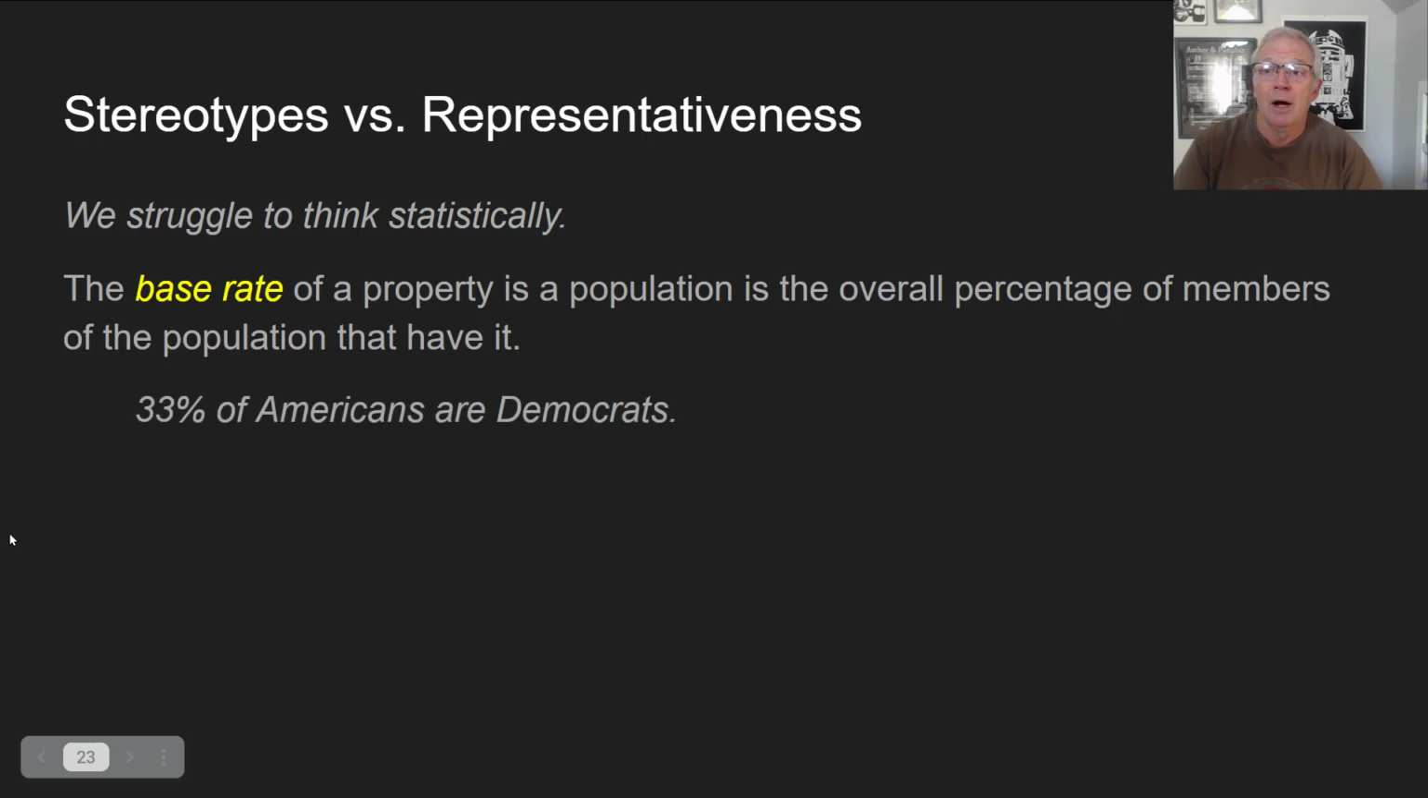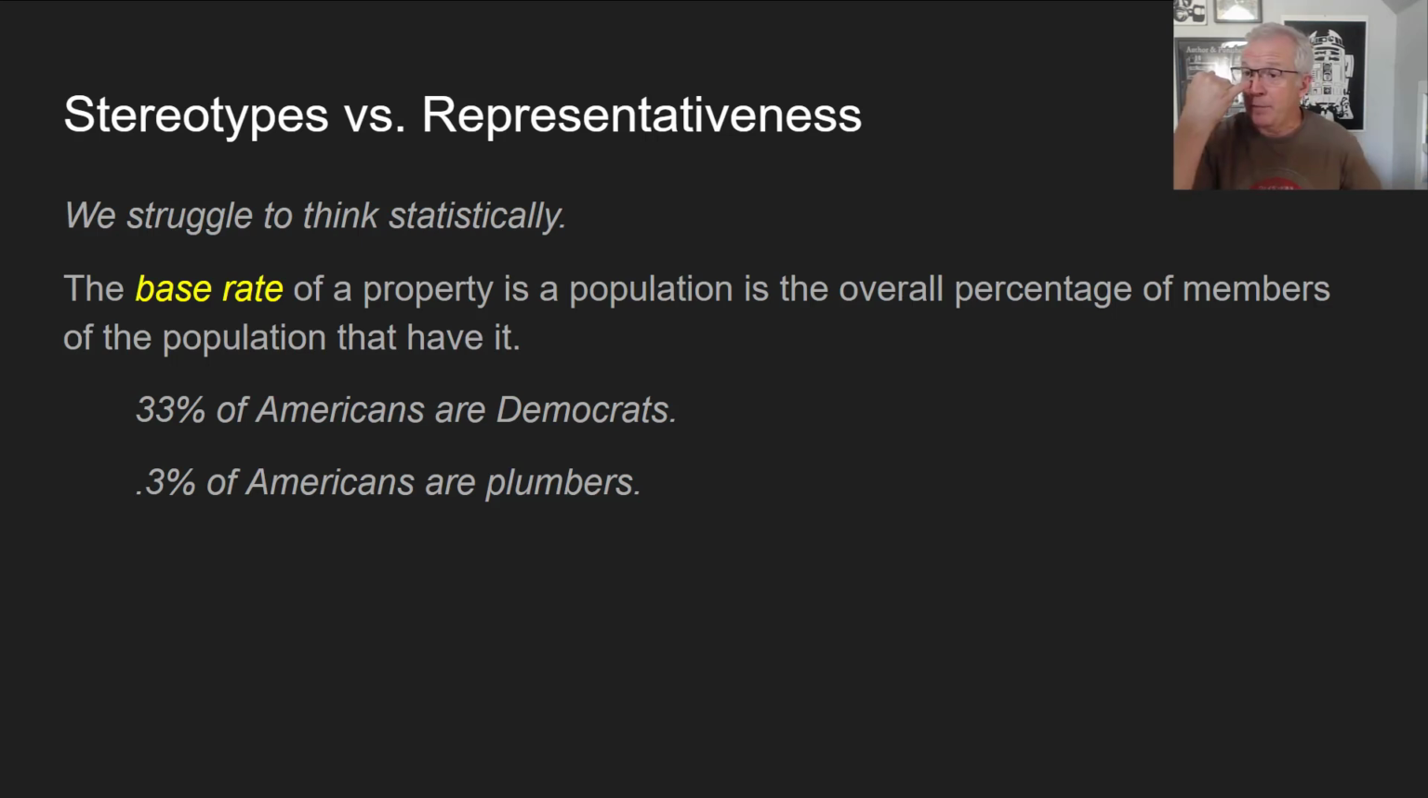So for instance, the base rate of being a Democrat among Americans is 33% roughly, or a third. 0.3% of Americans are plumbers, for example. So there's the base rate of plumbers. So were I to ask you, for instance, if I was just to randomly sample some individual out of the population in Sacramento, and then I ask you, what's the probability this person I just sampled is a plumber? Well, if you knew this base rate, you'd say, well, it's 0.3%.